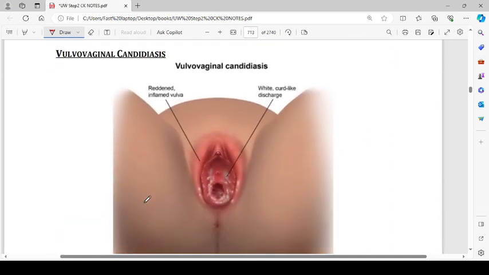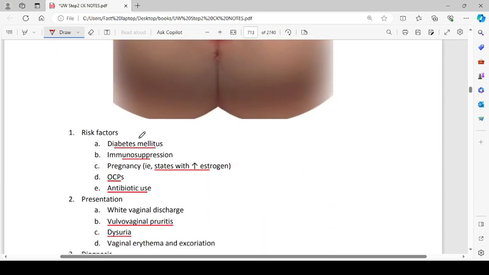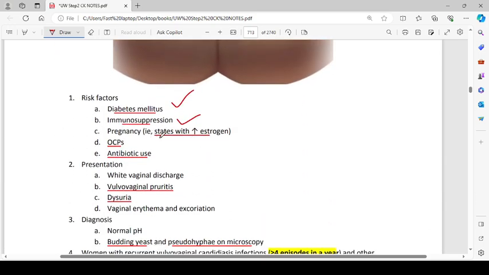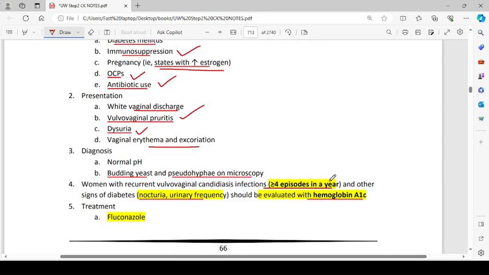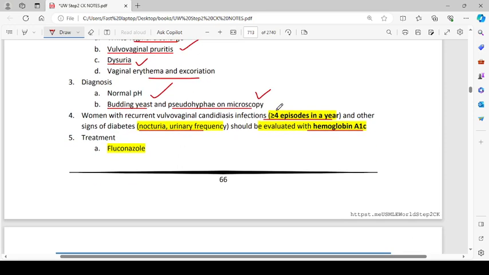Then we have vulvovaginal candidiasis. It looks something like this: a reddened, inflamed vulva, and white curd-like discharge. Risk factors are diabetes mellitus, immunosuppression, pregnancy, that is a state of increased estrogen, oral contraceptive pills and antibiotic use. Presentation is white vaginal discharge, vulvovaginal pruritus, dysuria, and vaginal erythema and excoriations. Diagnosis: normal pH, budding yeast and pseudohyphae on microscopy. Women with recurrent vulvovaginal candidiasis, more than 4 episodes in a year, and other signs of diabetes like nocturia and urinary frequency should be evaluated with hemoglobin A1C. Treatment is fluconazole.